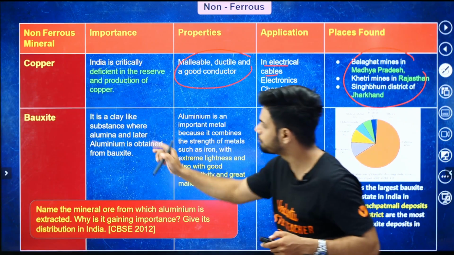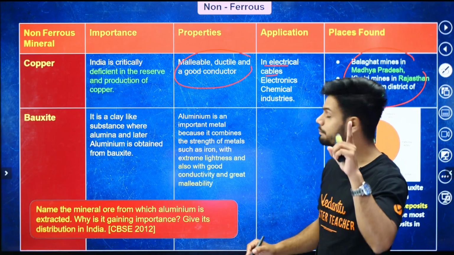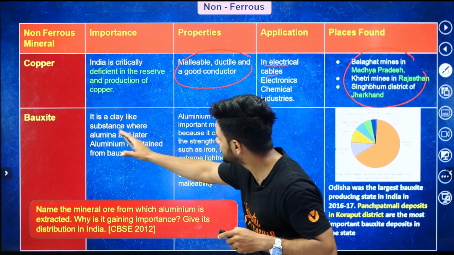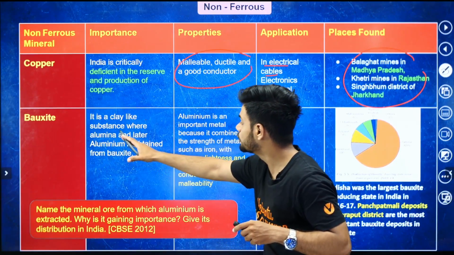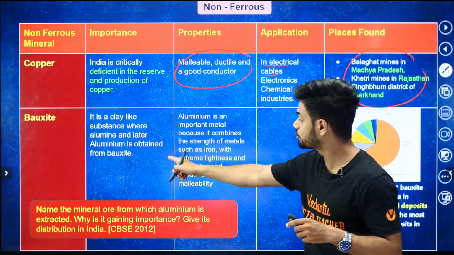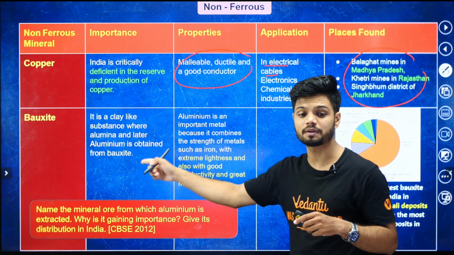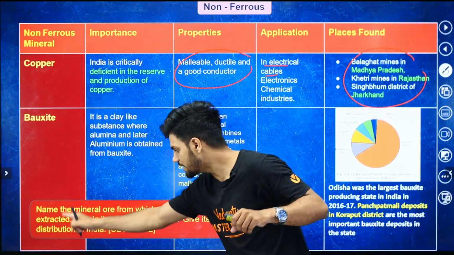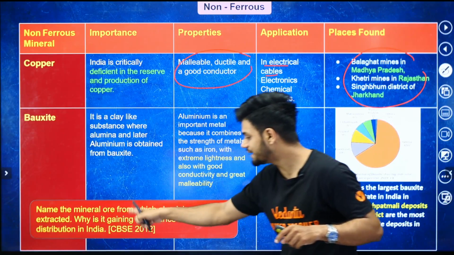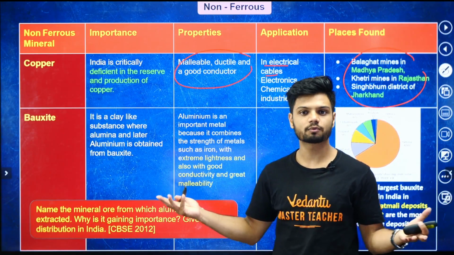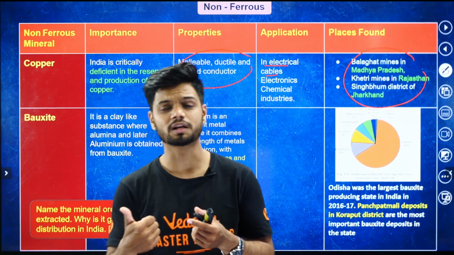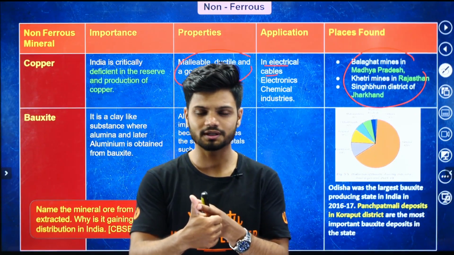Then we have bauxite. What is bauxite? First of all, it is mainly an aluminium ore. It is a clay-like substance from which alumina, and later aluminium, is obtained. Now, bauxite location is also very important. This has been asked in a previous question. For example: name the mineral ore from which aluminium is extracted. What do we get from bauxite? That is aluminium.